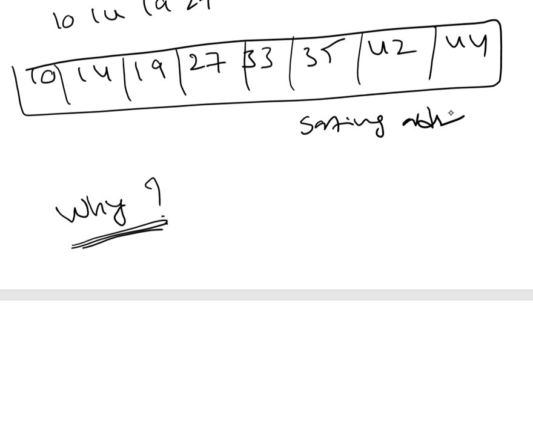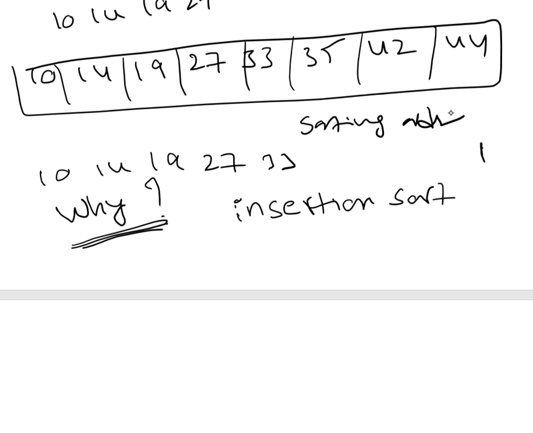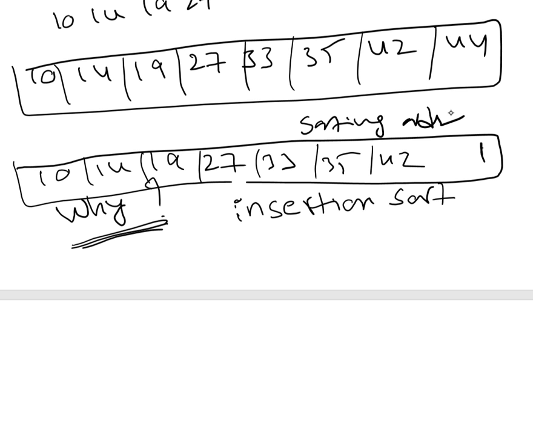Why? Because in the insertion sort, for example, the element may be 1 here, and at last 10, 14, 19, 27, 33, 35, 42. If this is the array, and you want to place the number 1 in this position, it takes a lot of comparisons. 1 should be moved past 42, then here, here. Yeah, the swapping will be very, very high.